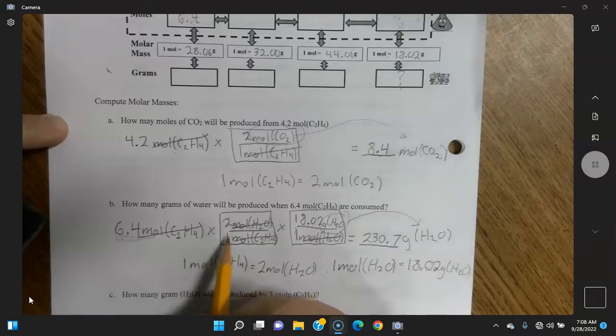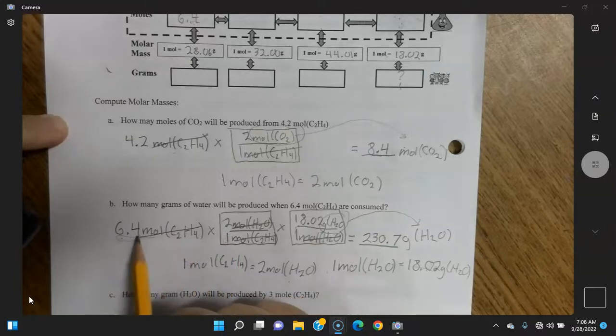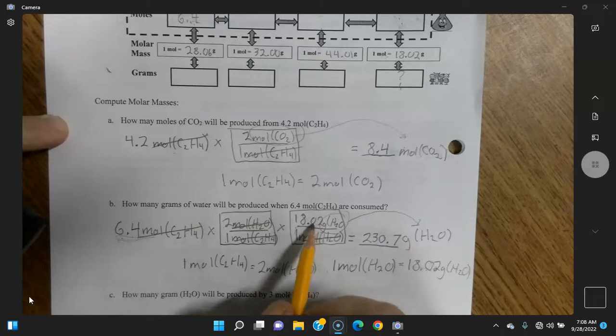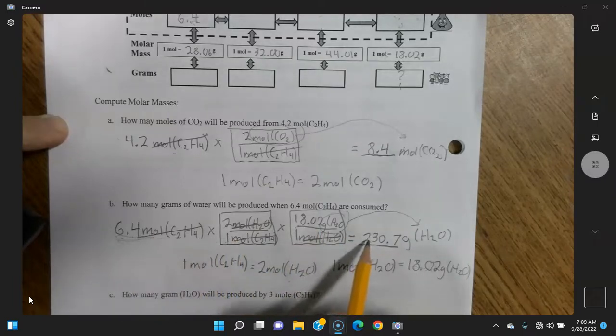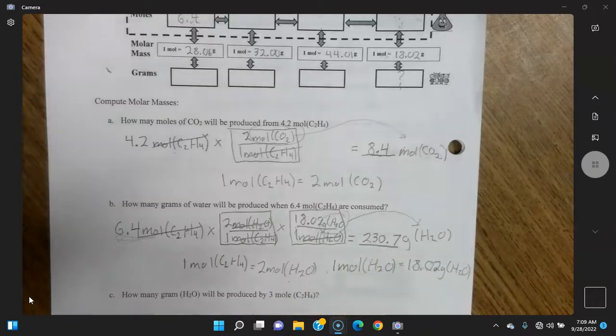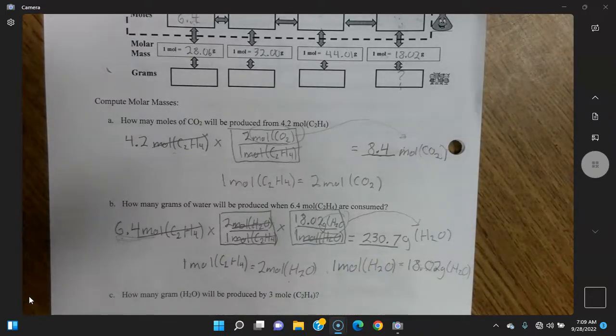Remember, moles relationships like this are out of the chemical equation. They're not measured values. So they don't limit your significant figures. This is a measured value, something you measured in the lab or elsewhere. This is a measured value. So they limit your sig fig. So this would actually round to 230 because it can only have 2 sig fig. Anyway, we're not going to worry about that at all. Okay, I'll mention it, but don't worry about it.